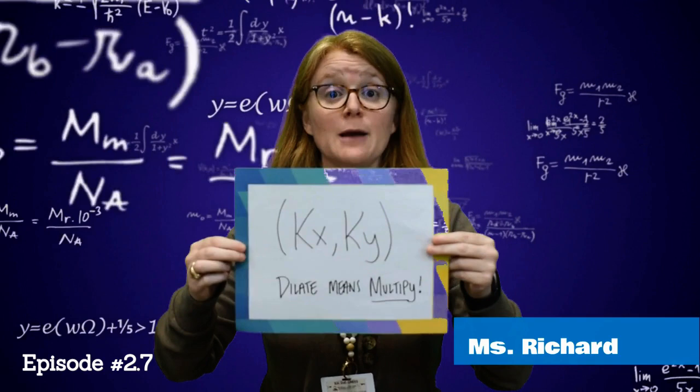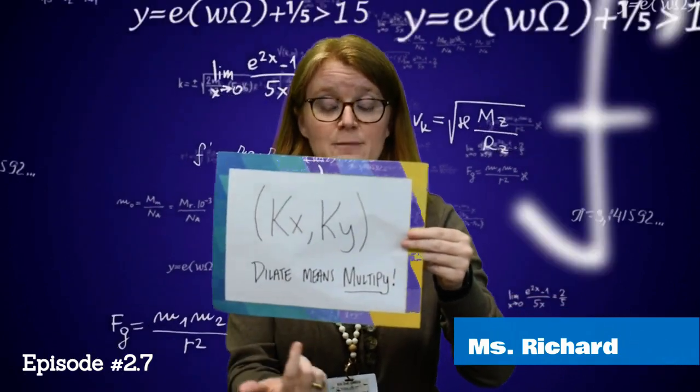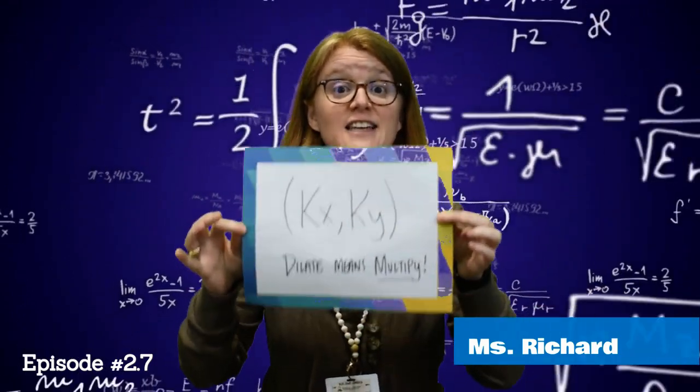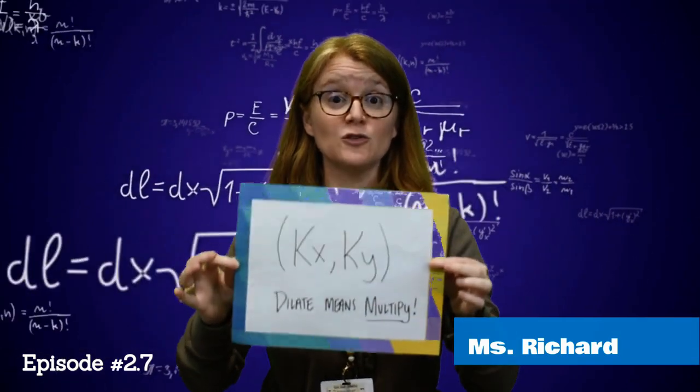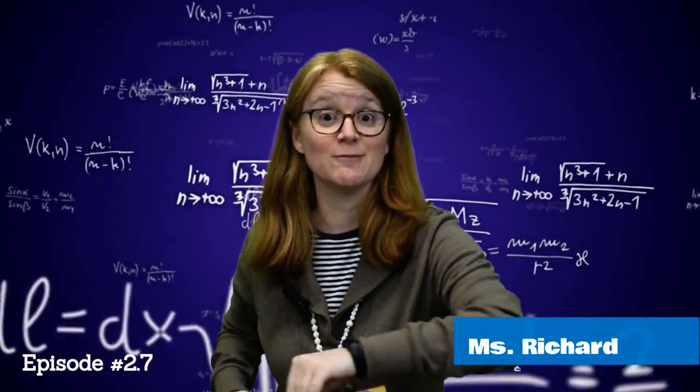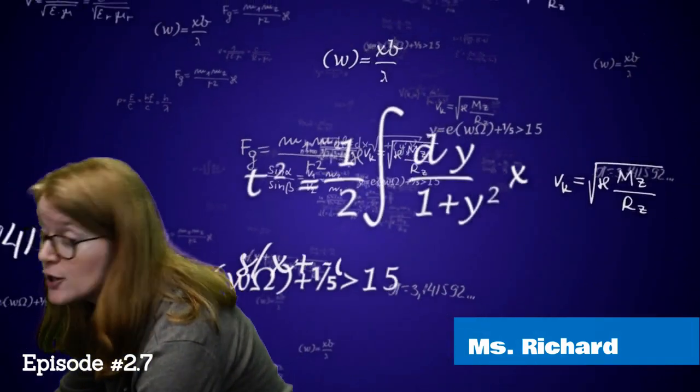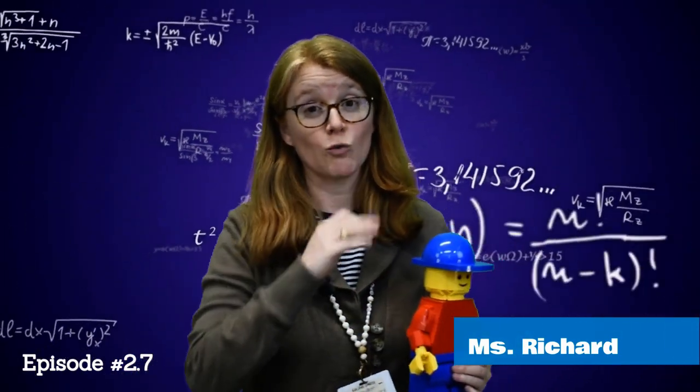Remember, k times x, k times y: dilate means multiply. Remember, if k is greater than 1, we make our image bigger. If it's less than 1, we make our image smaller. So remember, dilate is simple. It just means to multiply.